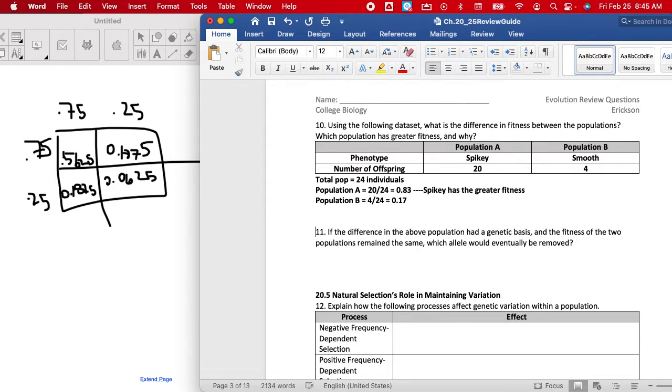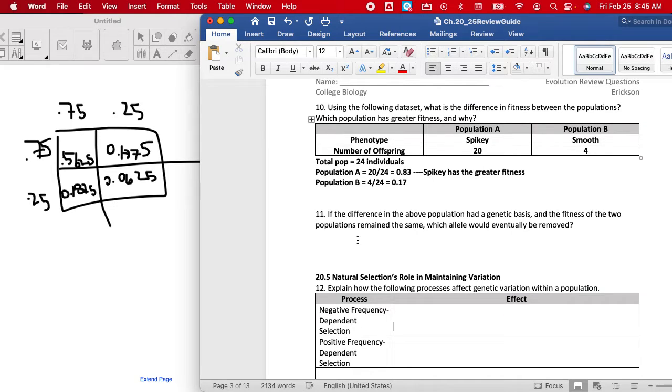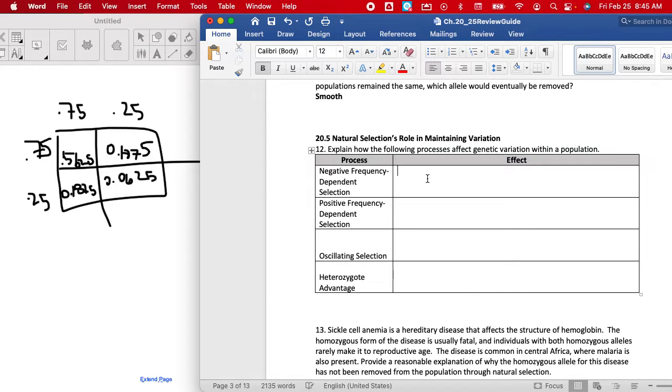You probably didn't have to do the math. You probably could have just looked at those numbers. Okay, if the difference in the above populations had a genetic basis and the fitness of the two populations remained the same, which allele would eventually be removed? Smooth. So think back to that green pea, yellow pea lab. That's weird to think of.